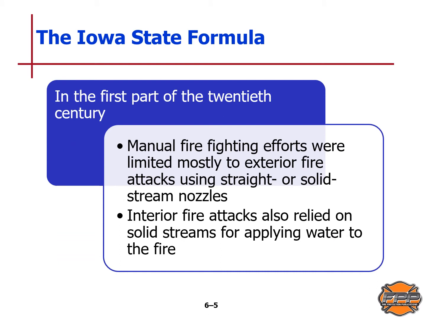In the first part of the 20th century, manual firefighting efforts were limited mostly to exterior fire attacks that used straight or solid stream nozzles. Interior fire attacks also relied on solid streams for applying water to the fire. There was no such thing as a fog nozzle. So they had to use a straight stream, try to shoot at the base after they cooled it down from the top, and it took a lot longer to put the fire out, but we'll talk about all of that.